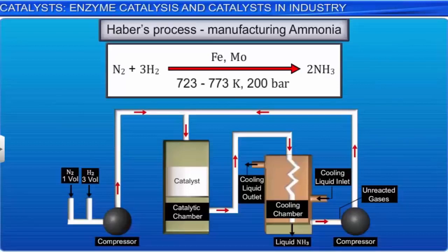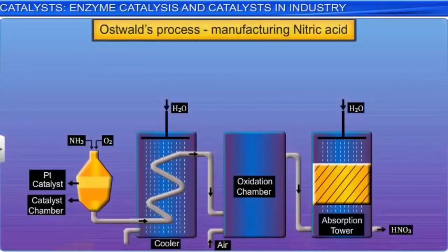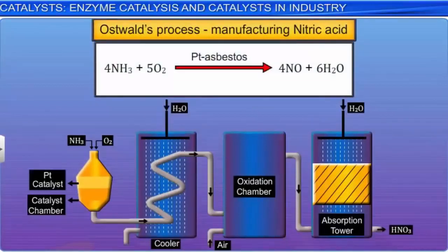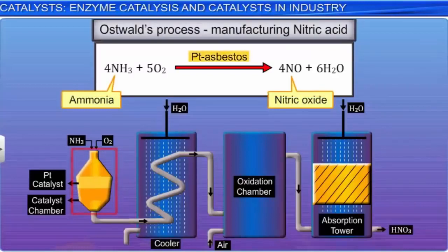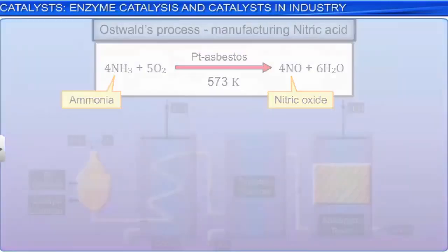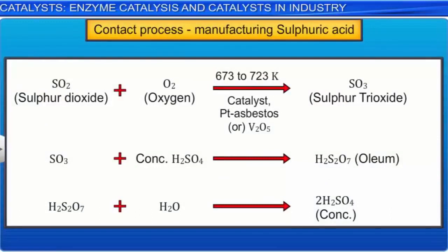In the manufacture of nitric acid by Ostwald's process, ammonia is converted into nitric oxide in the presence of platinized asbestos as a catalyst at a temperature of 573 Kelvin. In the contact process for the manufacture of sulfuric acid, platinized asbestos or vanadium pentoxide is used as a catalyst for the oxidation of sulfur dioxide to sulfur trioxide at a temperature of 673 to 723 Kelvin.